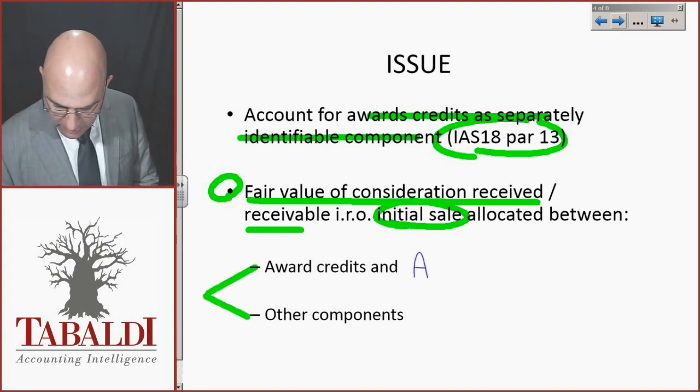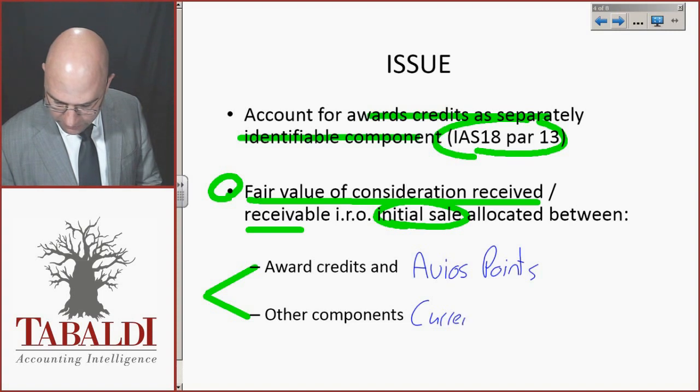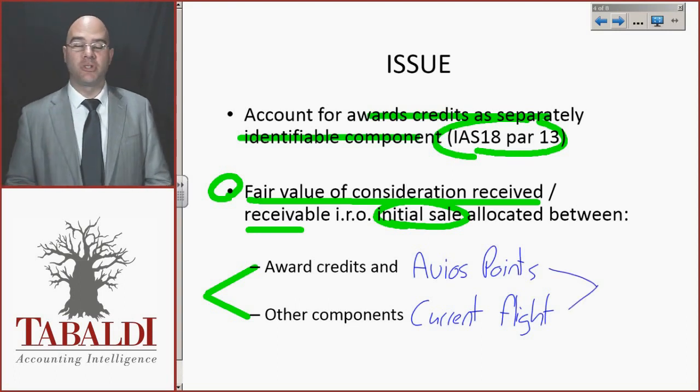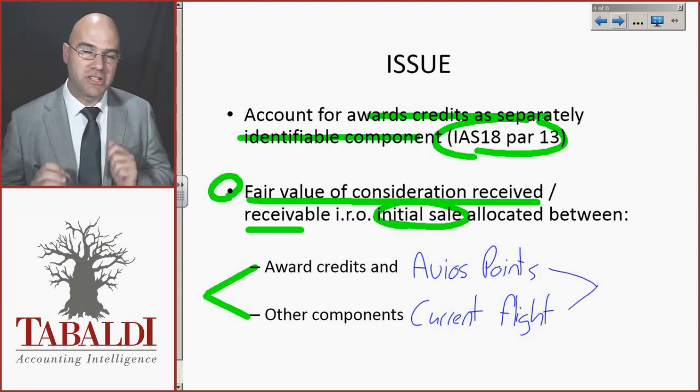So here, this would be the Avios points and the current ticket or flight. Okay, that's the service. Makes sense? You've got to split that sale between the two, as British Airways.